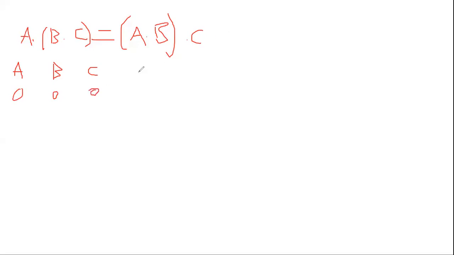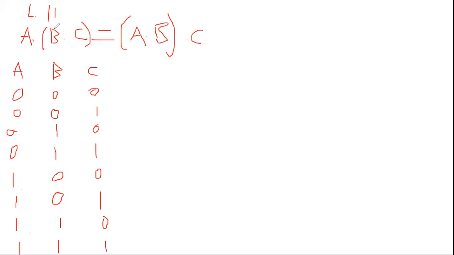The combinations are 0 0 0, 0 0 1, 0 1 0, 0 1 1, 1 0 0, 1 0 1, 1 1 0, 1 1 1. Take LHS here. This is LHS, and this is RHS.